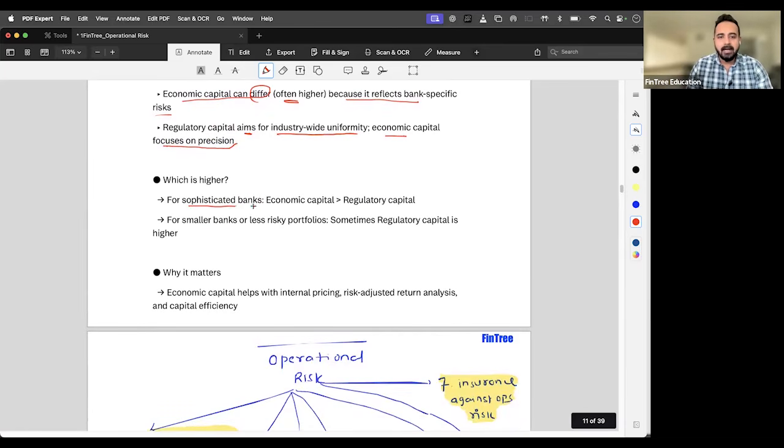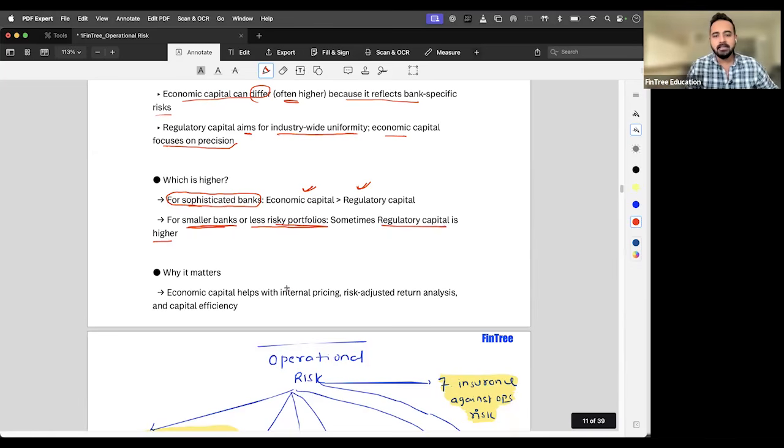For most of the banks, which are sophisticated, they will have economic capital greater than regulatory capital. Okay, by the way, this section is not testable. I'm doing this so that you build a better perspective. But for smaller banks or banks which have a less risky portfolio, rarely regulatory capital will be higher. Okay, for most of the banks, economic capital higher, regulatory capital lower.